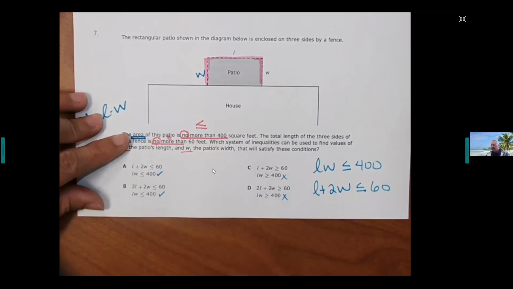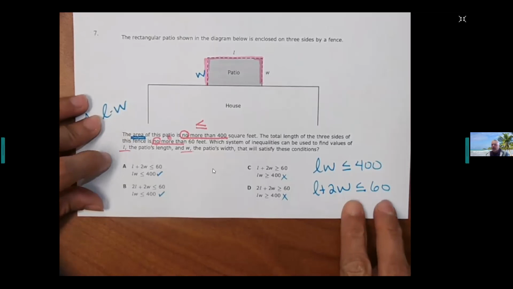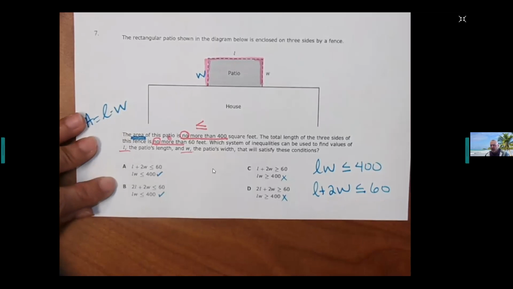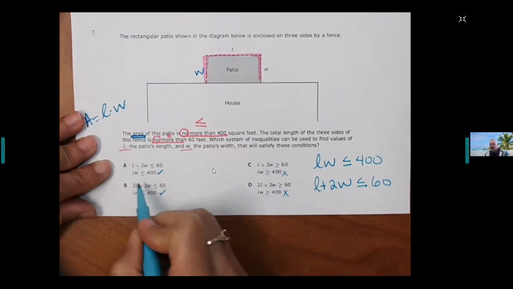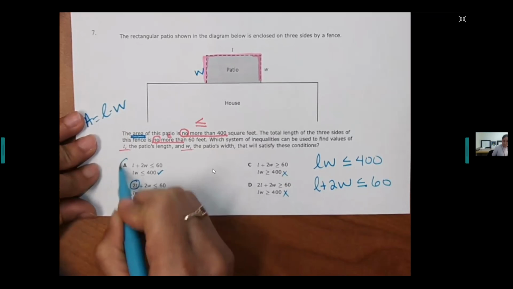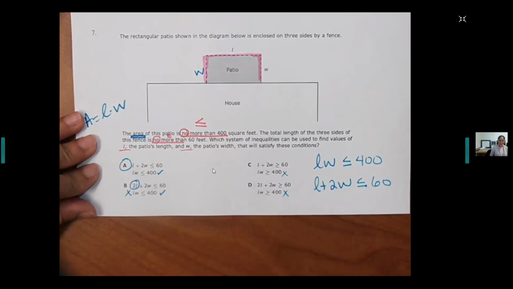The second equation is L plus 2W less than or equal to 60. Which one matches? Based on A and B, we can rule out B and circle A, because you don't have two lengths. Right. Excellent. So the final answer here is A.